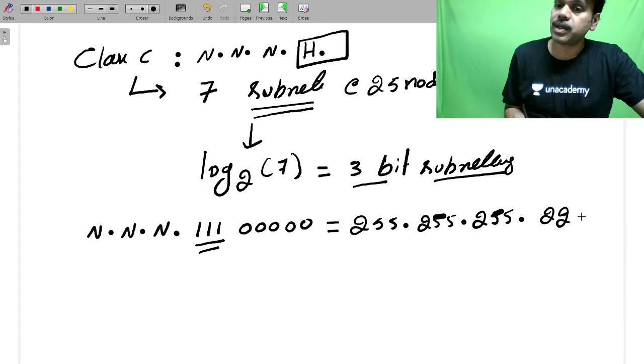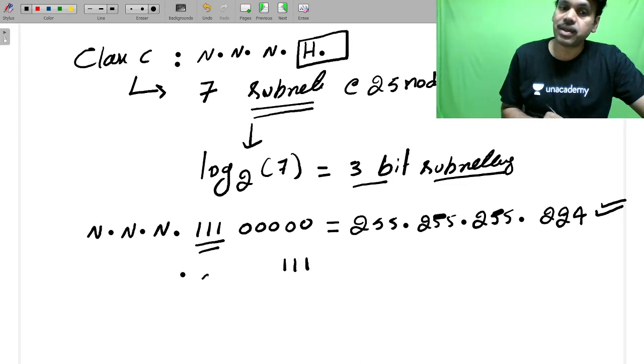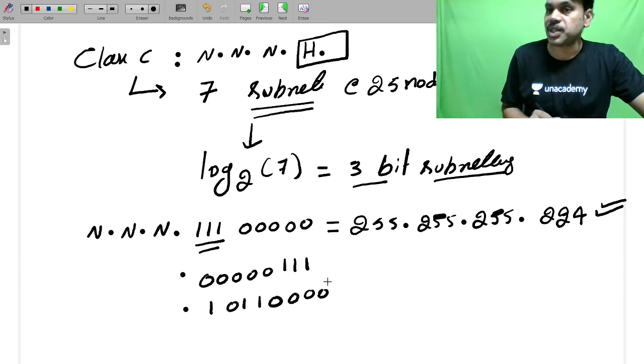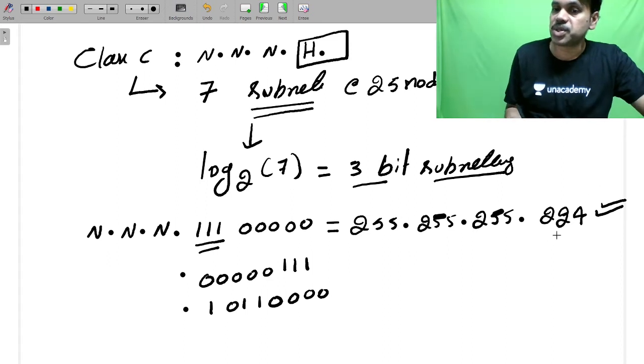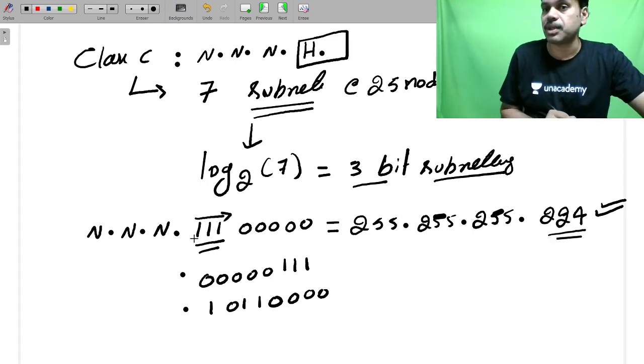255.255.255.224. It is the most preferable. I can also have it in different scenarios. I can keep the ones here and the remaining are going to be zeros, or I can keep them randomly and the remaining are going to be zeros. So these are all eligible, but the most preferred one is contiguous ones.